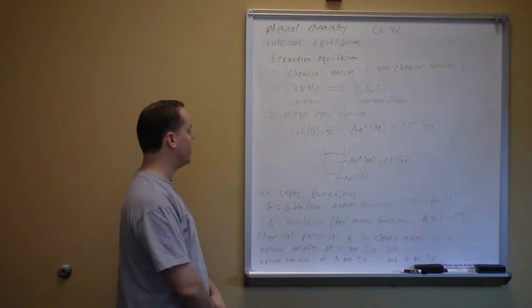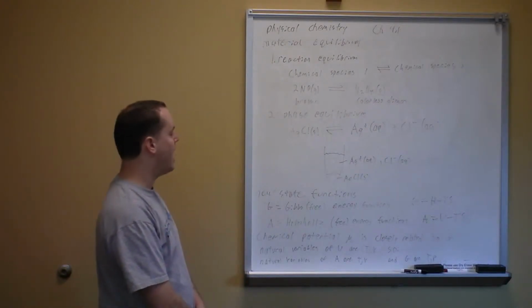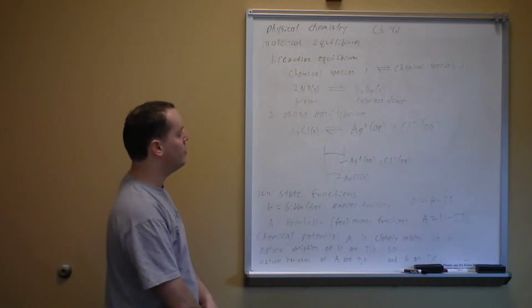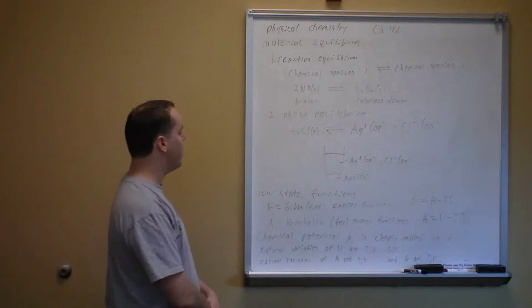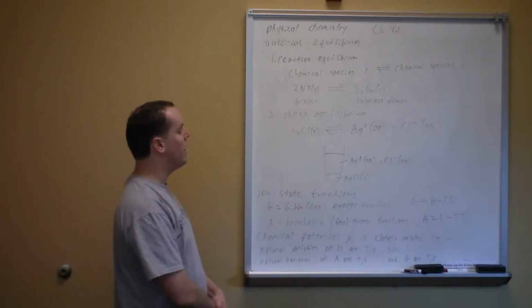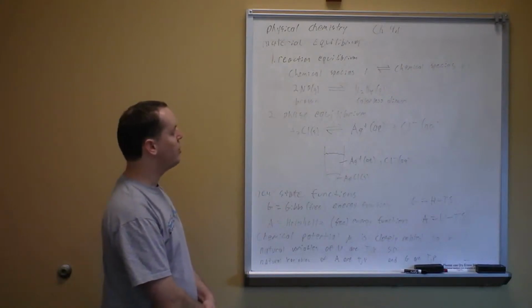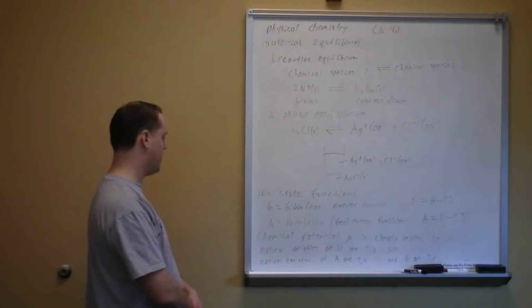Now in chapter 4, we're going to define two new state functions. One is capital G for the Gibbs free energy function, and that's going to be equal to H minus TS. Remember, H is enthalpy, T is temperature, S is entropy. And then we've got capital A for the Helmholtz free energy function, and that's going to be equal to U minus TS. Remember, capital U is the internal energy, and of course, T is still temperature, S is still entropy.